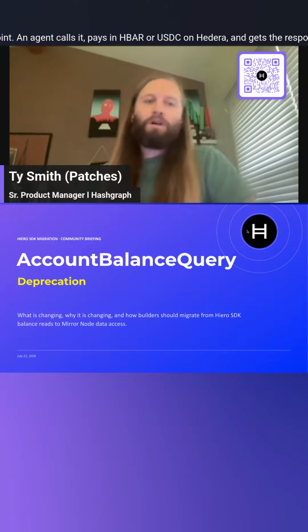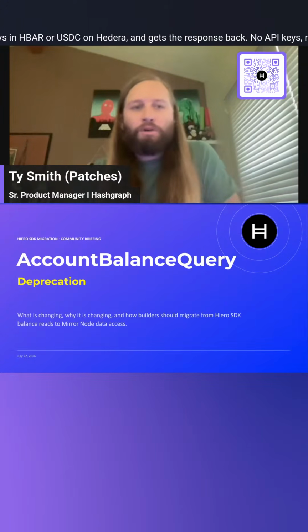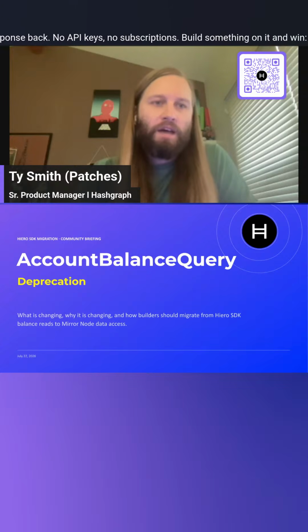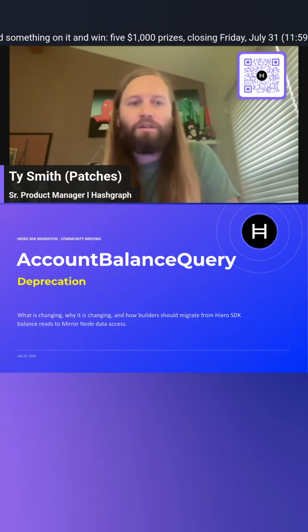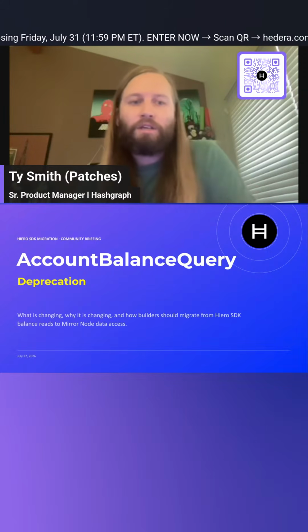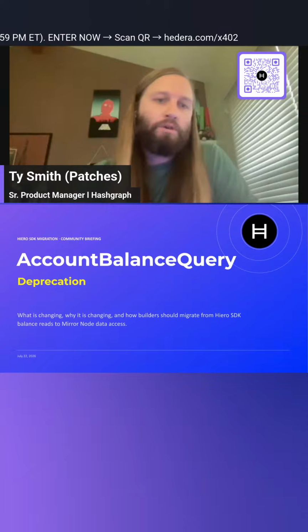Awesome. So account balance query. This is a query inside of the SDK, and we're just going to go over the deprecation of it, what is changing, why is it changing, how builders should migrate on the Hedera SDK for balance over to the mirror node.